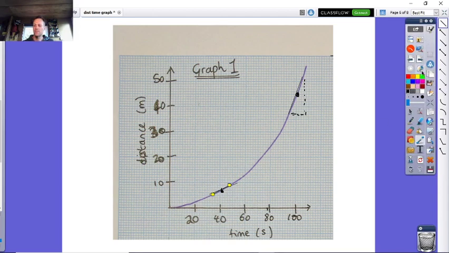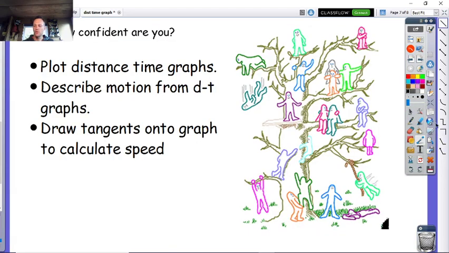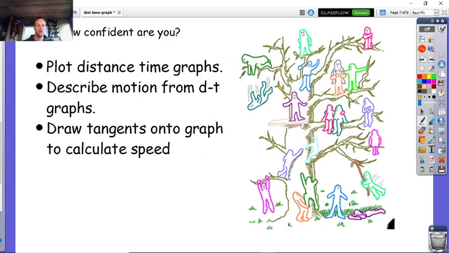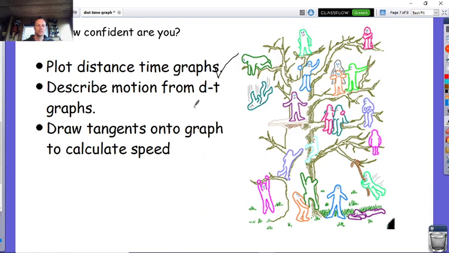Okay, so to summarize, I've now shown you how to plot a distance time graph. I've described the motion from a distance time graph and shown you how to use tangents to calculate speeds.